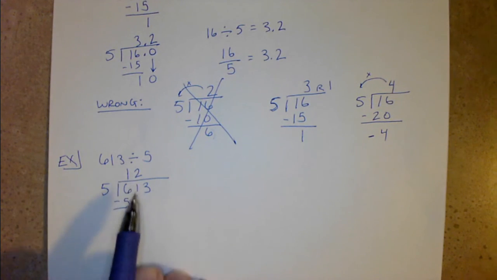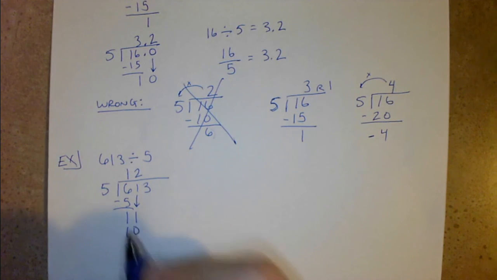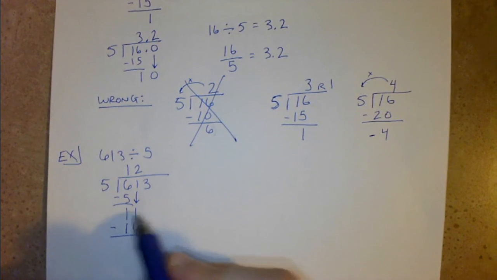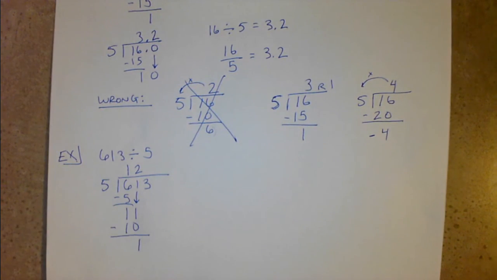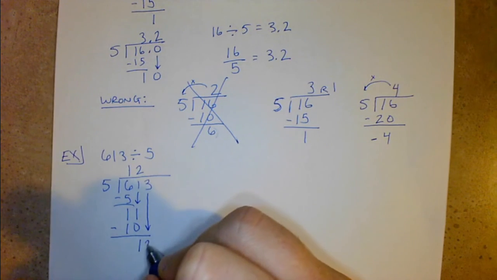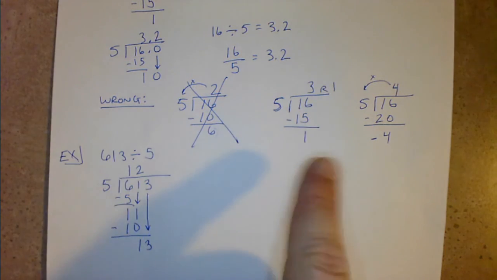And I just keep repeating that process. 2 times 5 is 10. I multiply here, and now I subtract. 11 minus 10 is 1. I still have numbers over here, so I'll bring this 3 down. How many times does 5 go into 13? Well, 3 is too big, because we've done it a few times up here.